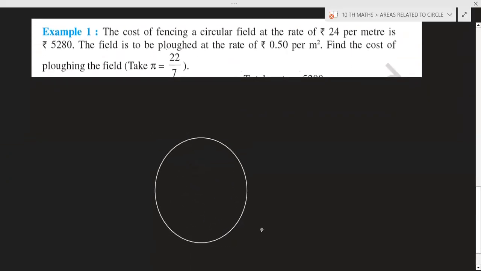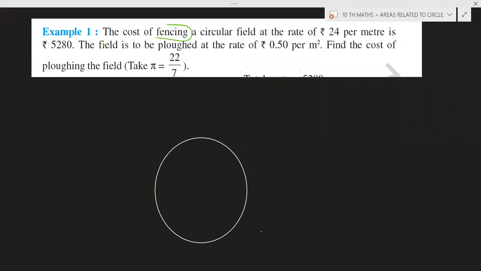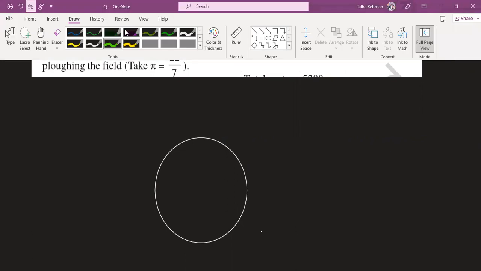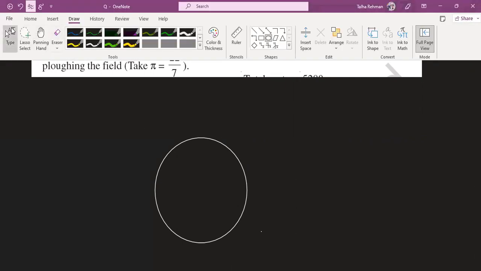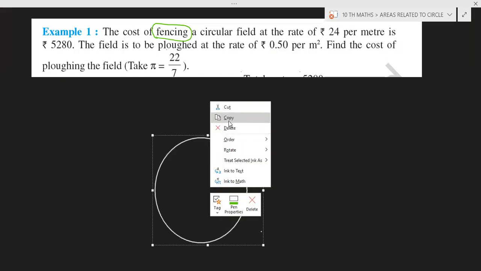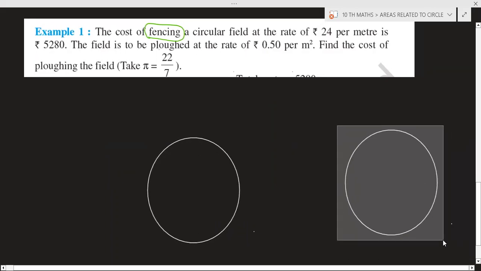This is a circular park, and for this circular park there will be fencing. The meaning of fencing is covering the circular park by some boundary or some wire. Suppose I am doing the fencing with green color, that is, the boundary is white and I have just changed the boundary to green.